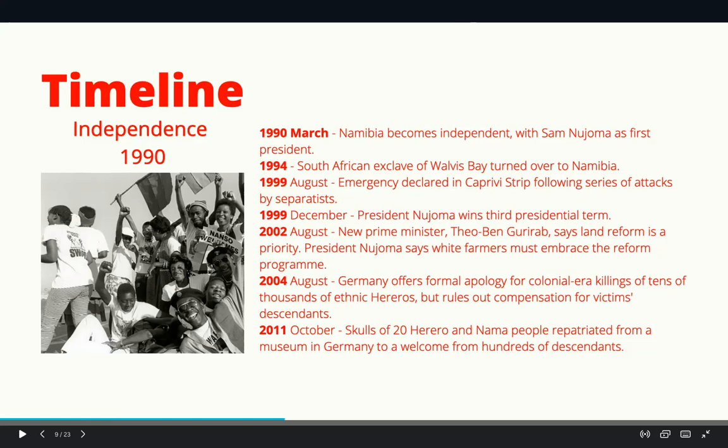In 1994, South Africa's exclave of Walvis Bay was turned over to Namibia. In 1999, in August, an emergency was declared in the Caprivi Strip following a series of attacks by separatists. In 2002, in August, new Prime Minister Theo-Ben Gurirab says land reform is a priority, and President Nujoma says white farmers must embrace the reform program.